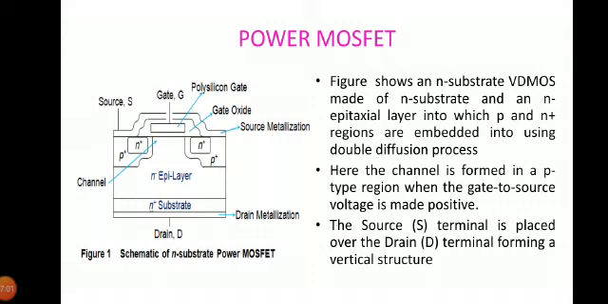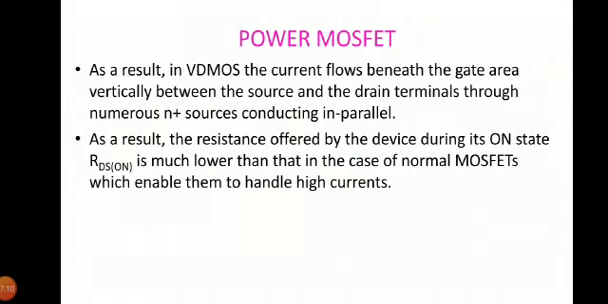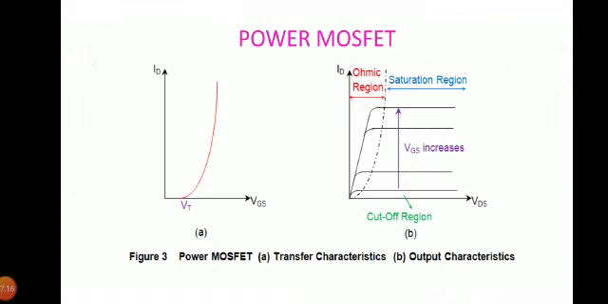Since the source is placed on top and the drain is placed at the bottom, the electrons flow vertically in this device also. So as a result, on-state resistance is much lower in Power MOSFET. And what we see here are the transfer and output characteristics of Power MOSFET.